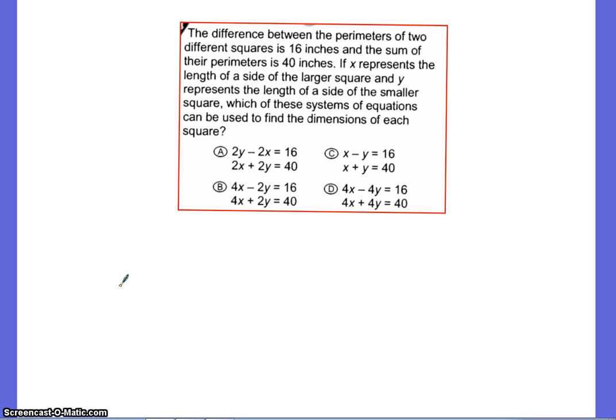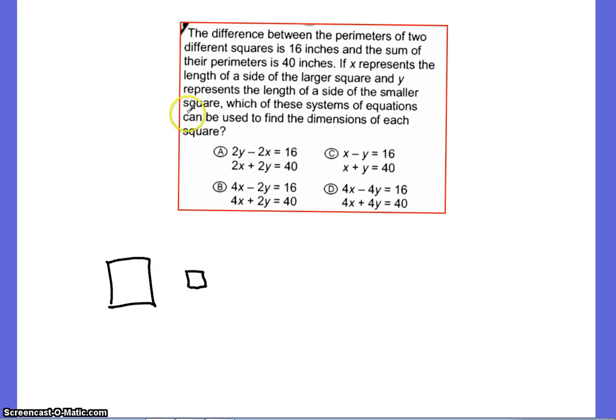The difference between the perimeters of two different squares is 16 inches, and the sum of their perimeters is 40 inches. If x represents the length of the side of the larger square and y represents the length of a side of the smaller square, which of these systems of equations can be used to find the dimensions? Okay, I like to draw pictures.